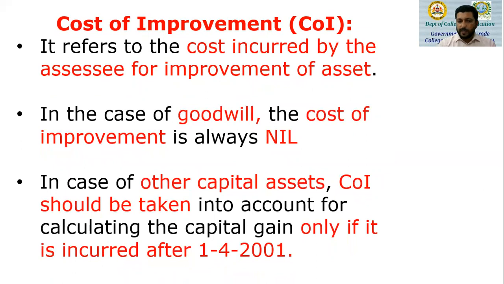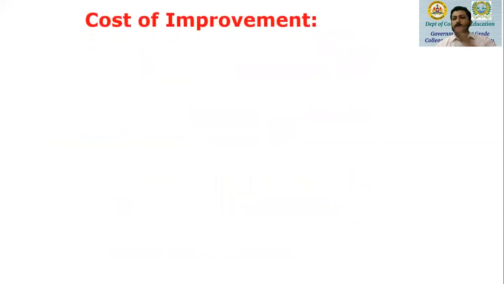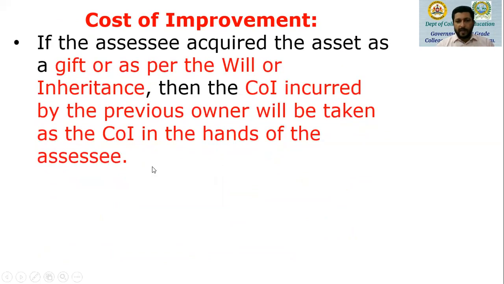In case of all other assets, cost of improvement should be taken into account for calculating capital gain only if it is incurred after 1st April 2001. This is a very important point. So for all capital assets, cost of improvement will be considered provided it is incurred after 1st April 2001. Any cost of improvement incurred before 1st April 2001 is not considered at all for indexation or for computation of capital gain.